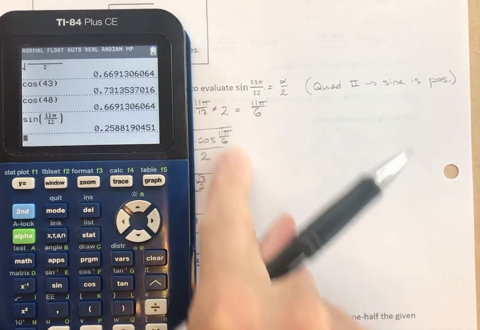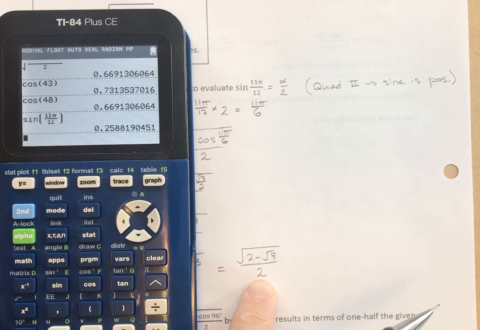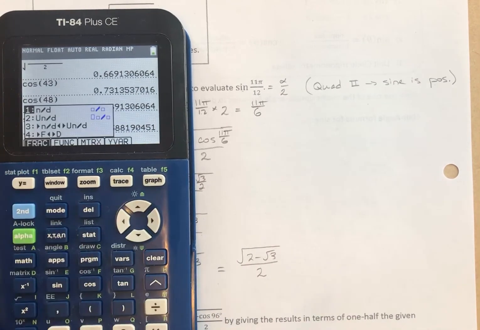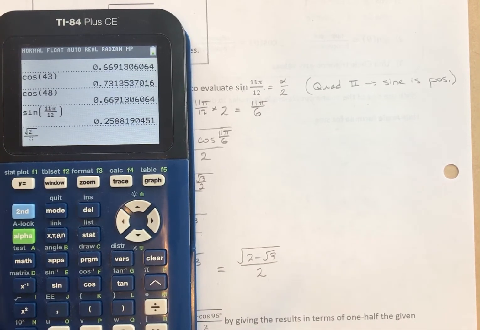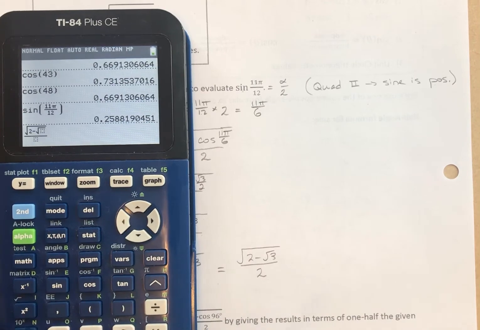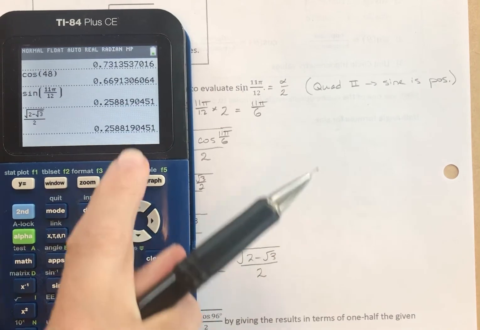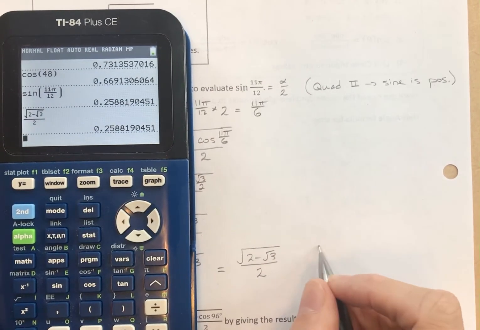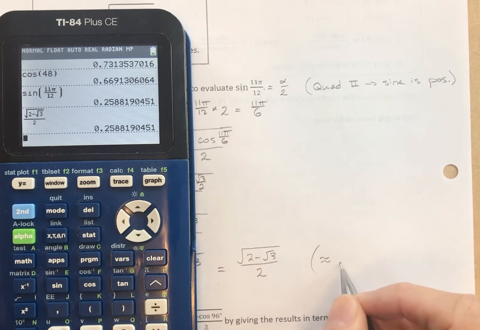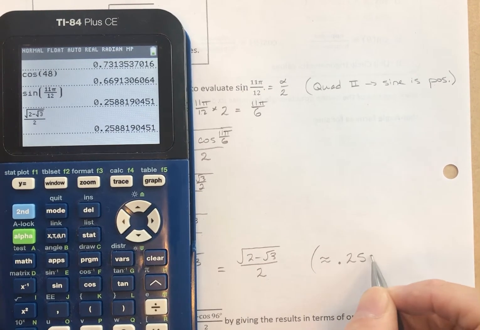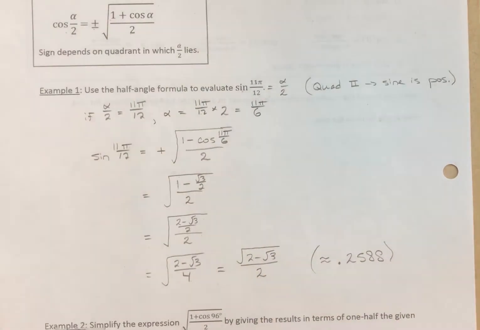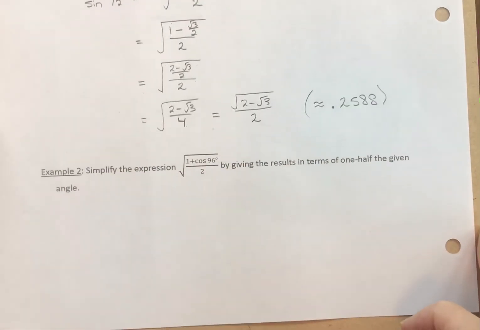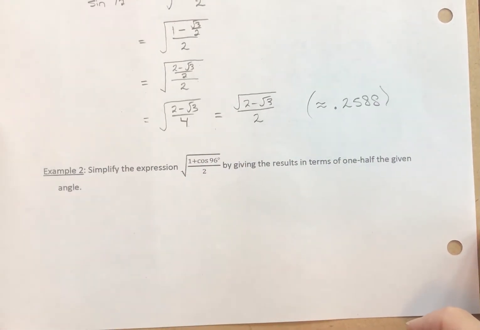And now let's check this answer here. We just found this is the exact answer. Let's see if that's true. This should be the same thing. I'll get out my fraction bar. I've got division going on here. So that's going to be a mess. Square root of 2 minus, there's a square root under a square root. That's okay. Our calculator can handle that. And there you have it. Same thing. So this approximate value is 0.2588, if we round to the 10,000ths place there. Okay, so that's an example there for you, evaluating using the half angle formula.